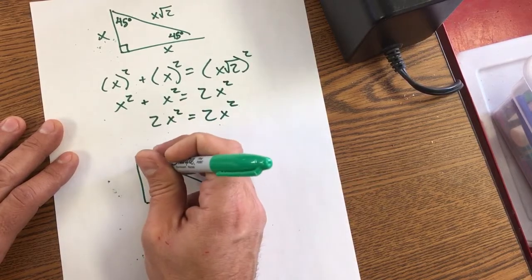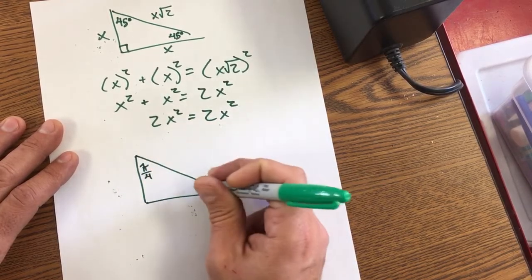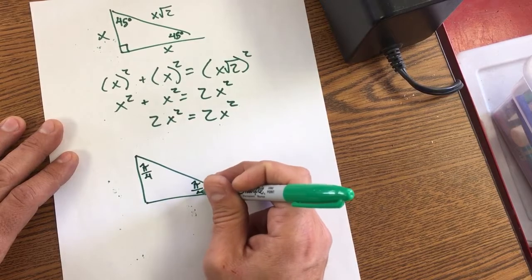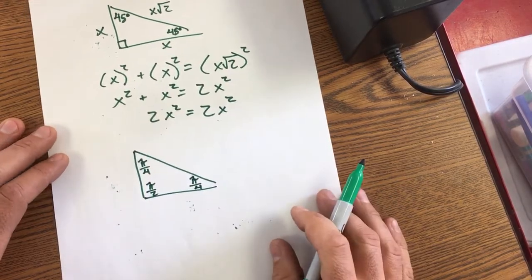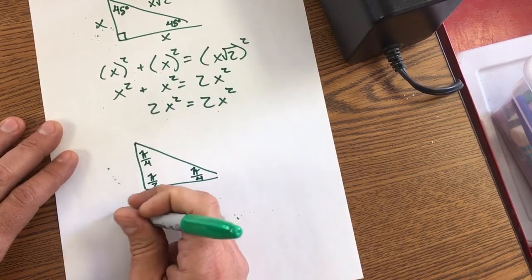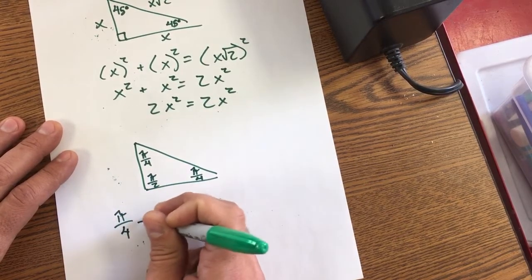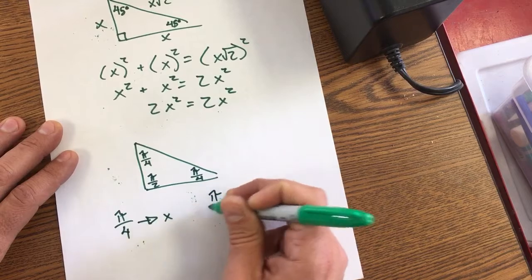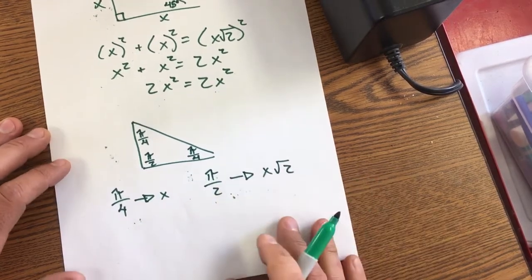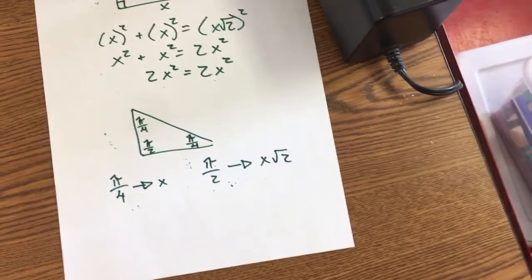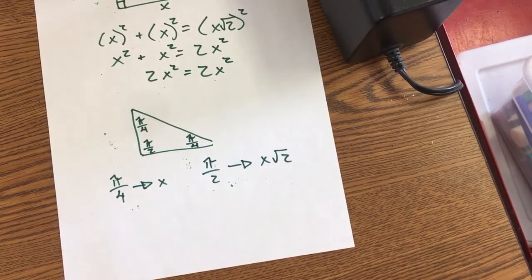So the difference here is this is going to be pi over 4, and this is going to be pi over 4, and this is going to be pi over 2. So now our pi over 4s correspond to x, and our pi over 2 corresponds to x square root of 2. And that's really all that we're going to deal with today.